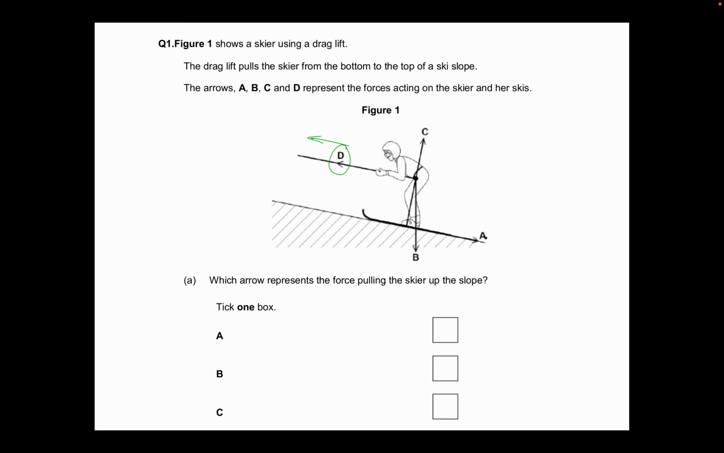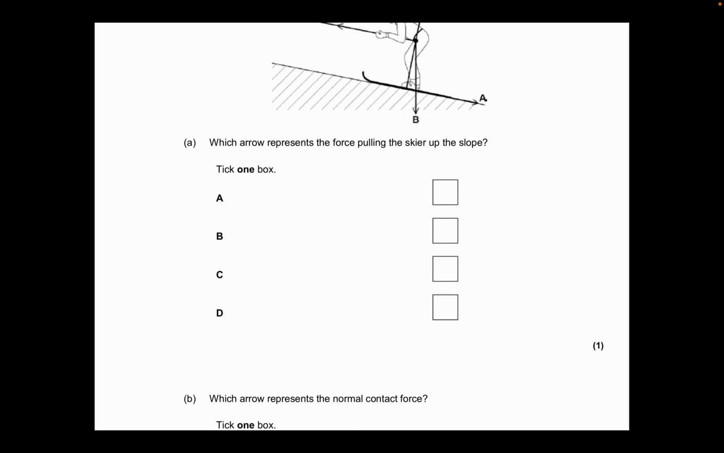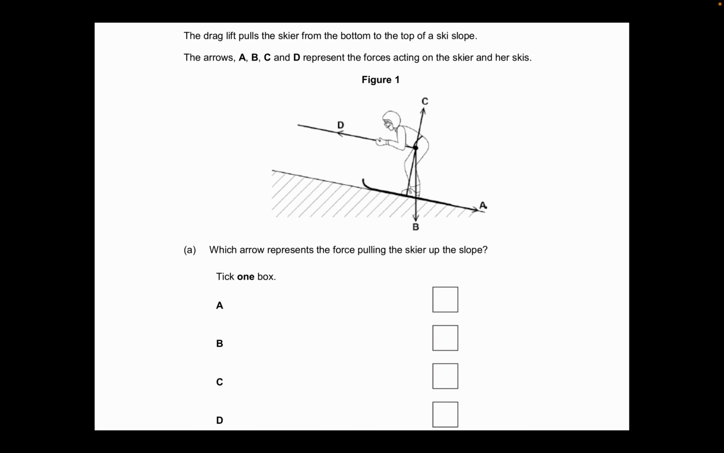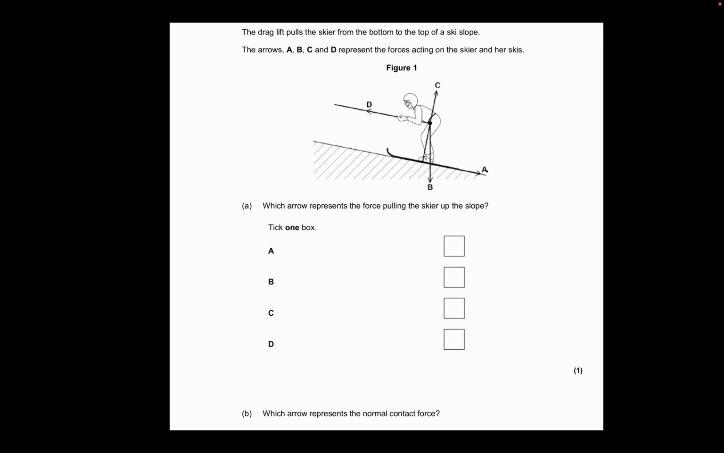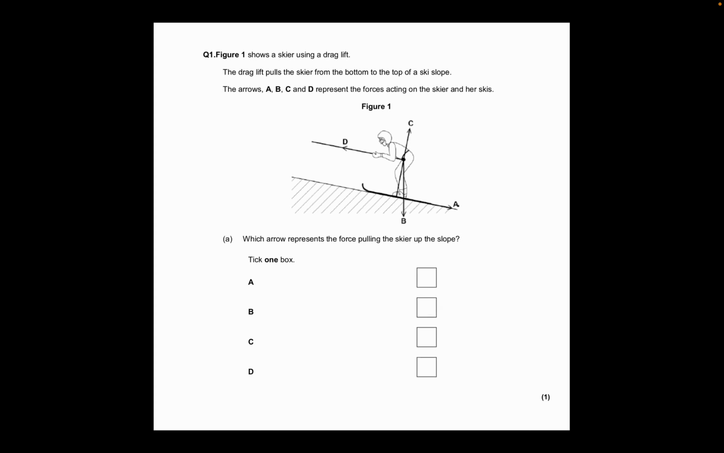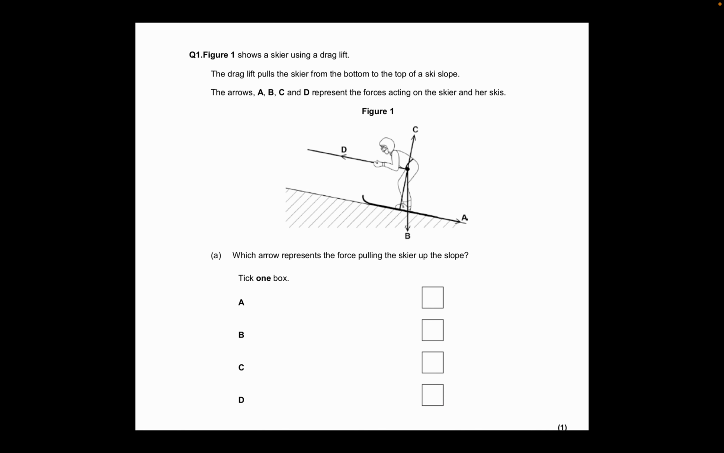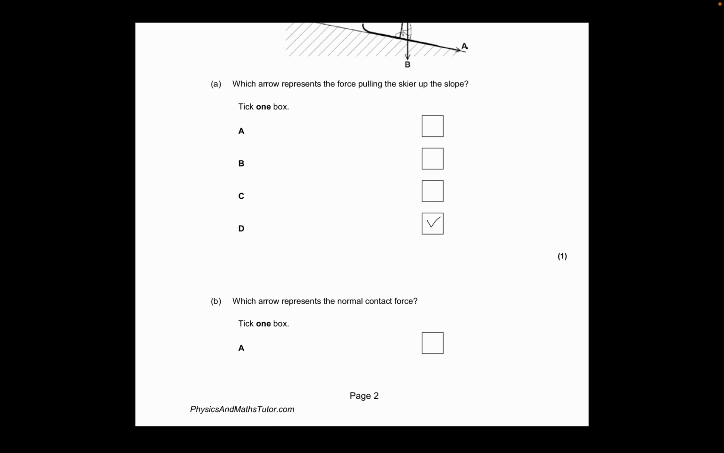If you look at force C, that is acting upwards. Force B is the weight acting on the skier. Force A must be the friction force acting on the skier. So it's going to be force D. That's your answer that you're going to put there. Remember to use black ink for exams, very important. Just going to zoom this out, but this is going to be the force D. That's going to be your answer for 1 mark. Okay, let's move on to the next question.